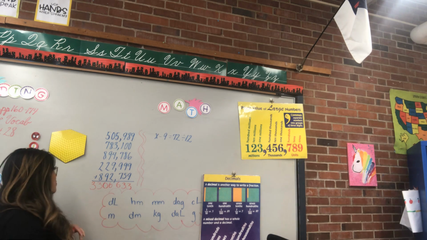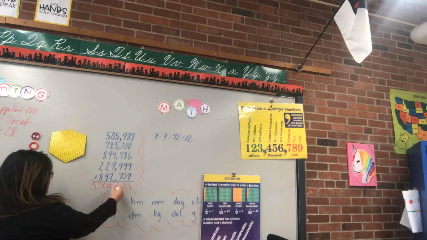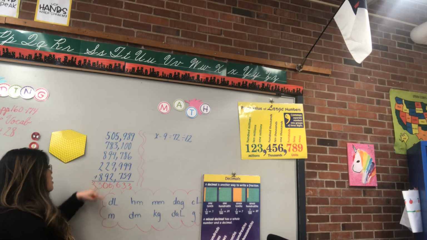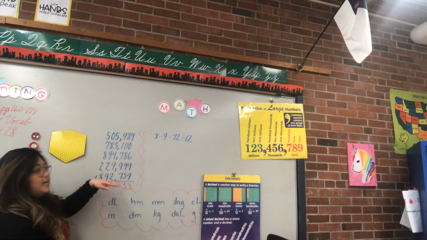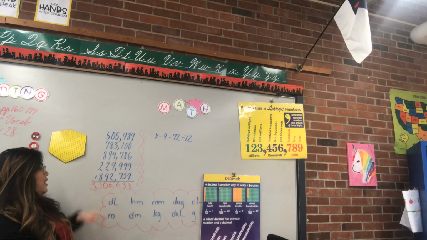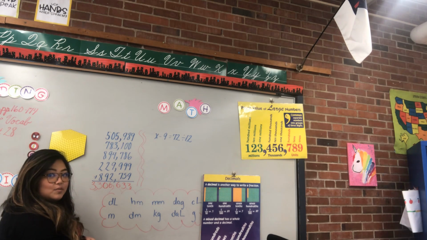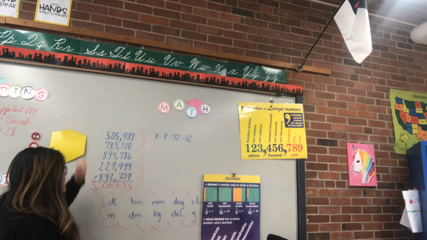All right, and we'll put our commas. 1, 2, 3, comma. 1, 2, 3, comma. Let's read this number. It is 3,306,633. Okay, now I just realized you might not have been able to see that. Now we're going to go up, okay?